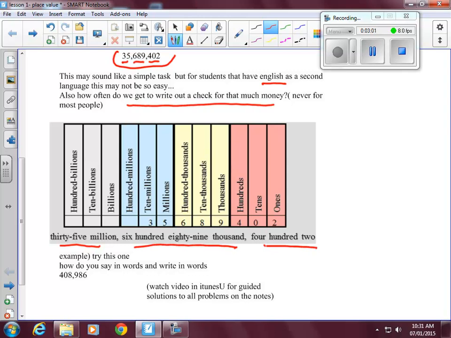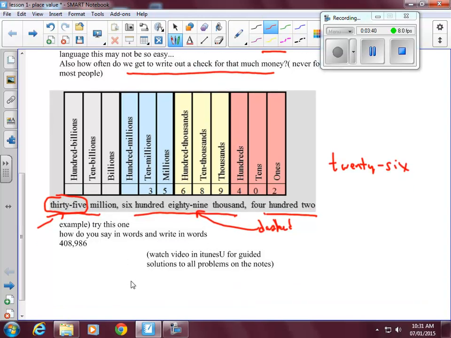35,689,402. Things that I want you to take note of. Notice 89 is dashed. There's a dash, right? Notice 35 is dashed. So it's basically when you have a two-digit number in between 20 and 100 that's not a multiple of 10, you're going to dash it. So for example, if I told you to write 26, it'd be 26, okay? So let's practice.